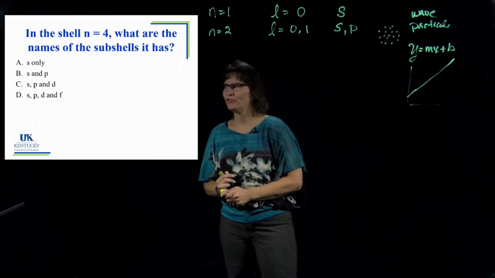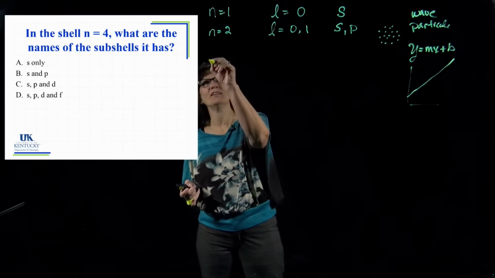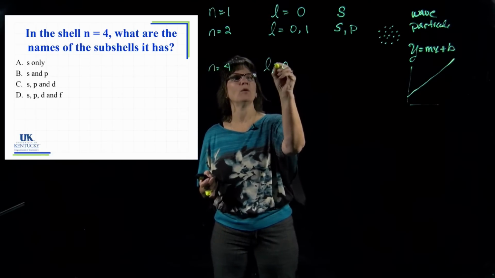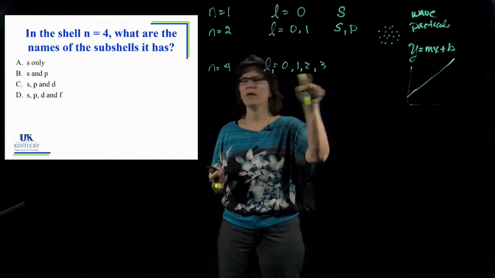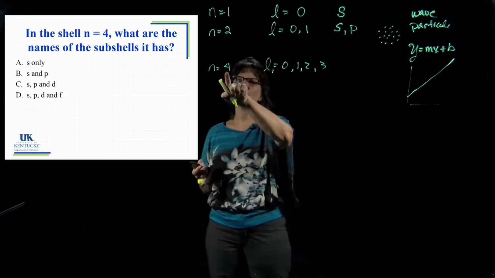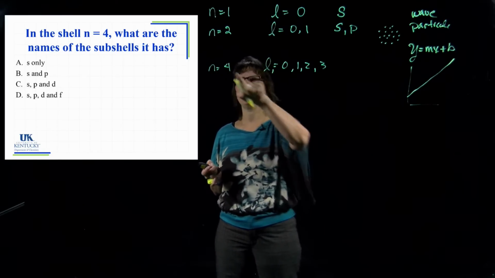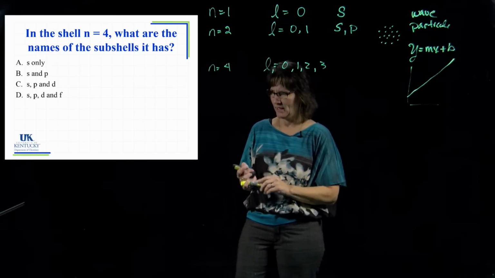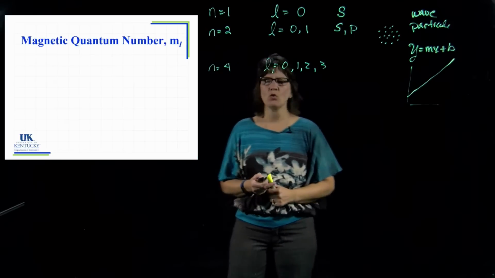Okay, well, hopefully you answered D and everything's right with the world, but just in case you didn't, let's go to N equals 4. We know that L equals 0, 1, 2, and 3, and what are the names of those? S, P, D, and F. So whatever number you have, that's how many subshells you can have. How many would we have for N equals 3? We'd have 3 subshells, S, P, and D. All right, ready for the next quantum number.